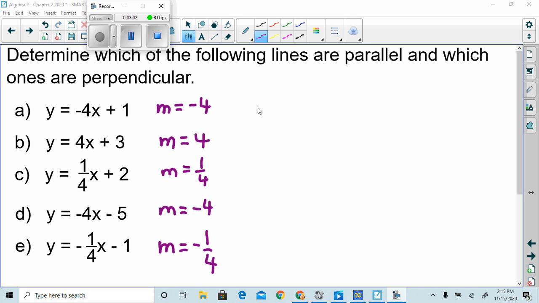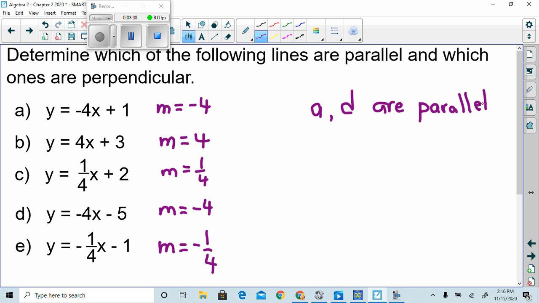Now let's look at these a little carefully and see if we can determine if any of these lines are parallel. Well, parallel lines have the same slope, so it looks like line A and line D are parallel. They both have the same slope. Here we don't have to do any work because they're already in a form where we can easily identify the slope.